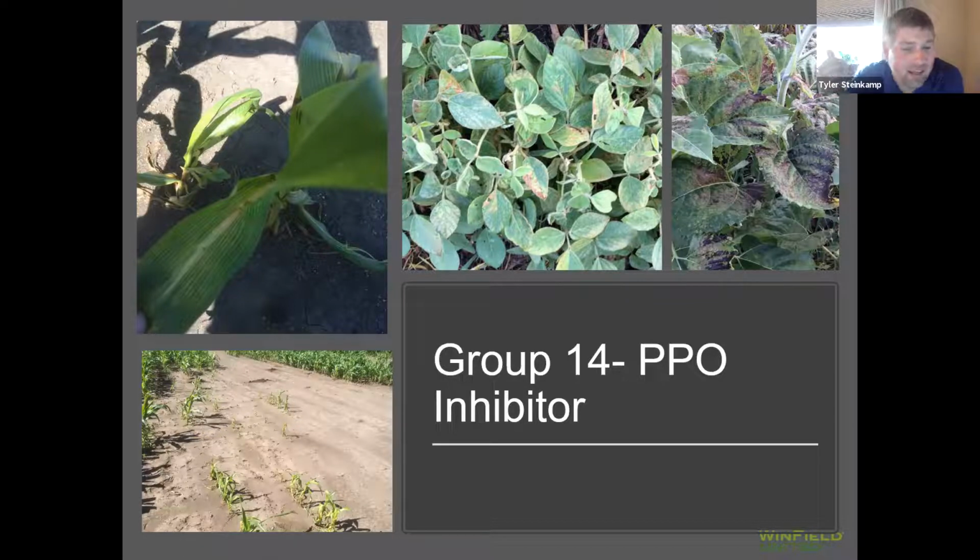In fact, guys, in our answer plots, we actually go out and put a full rate of Flexstar out on corn at the beginning of the season just to show symptomology.